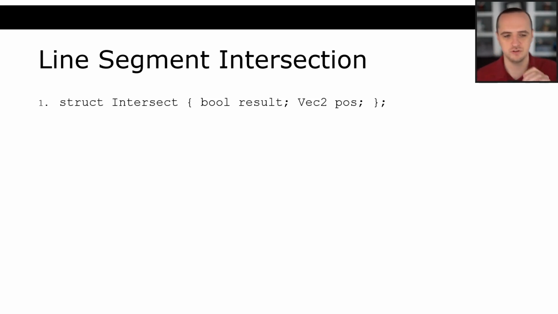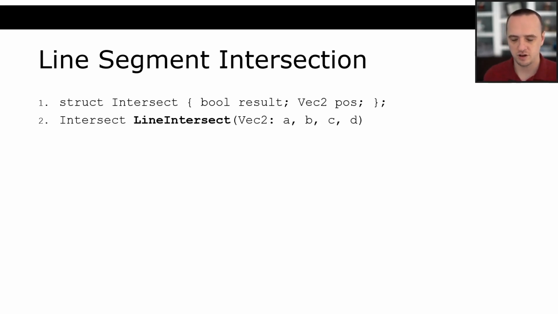So we are going to have a little struct here, and a struct is just like a class, remember? That's going to store a Boolean result. So this result is going to be if there is an intersection. And then if there's an intersection, we're also going to store the position of that intersection, okay? So the result of our calculation of the function line intersect isn't going to be just a position, and it isn't going to be just a result. It's going to be a result and a position, okay?